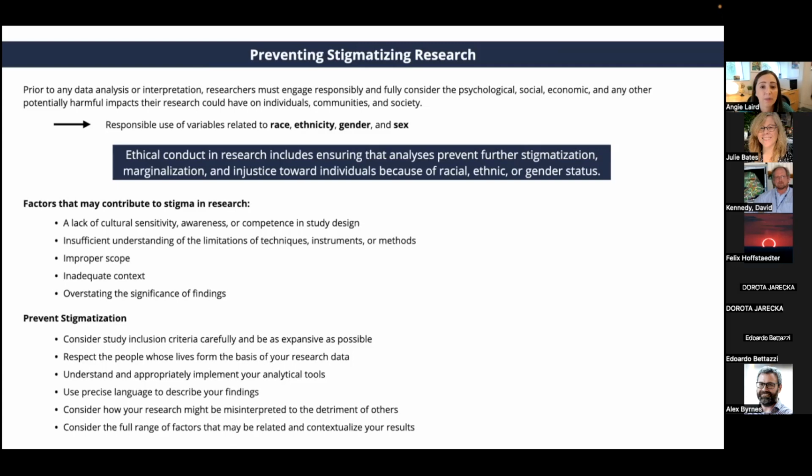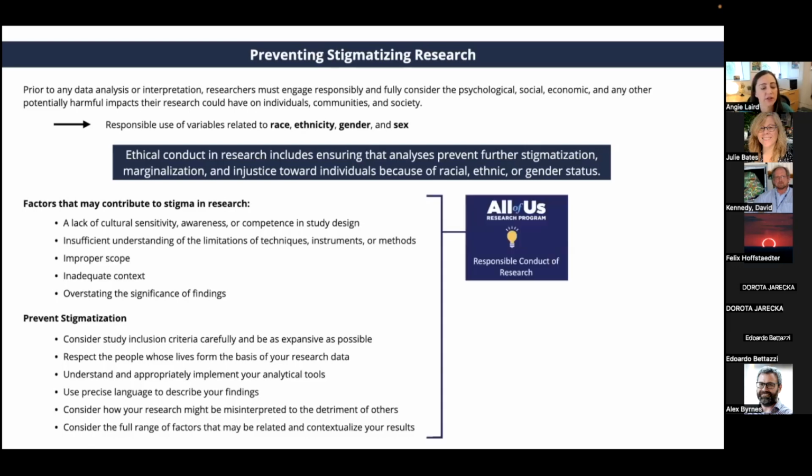Of people who, from the basis of your research, understand and appropriately consider how your research might be misinterpreted, not because you intended it to be so, but because others did, to the detriment of those groups. Consider the full range of factors, both positive and negative, that may be related to research results, and situate your research in the appropriate context. Collectively, these practices are critical not only for health disparity research, but for all science.